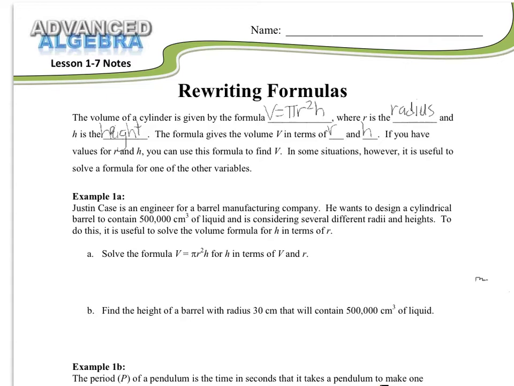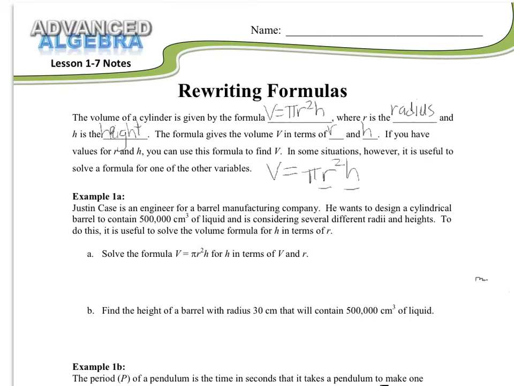In other words, V is on one side of the equal sign and the variables are on the other. So you can see V on one side and r and h on the other side. V equals pi, which is a number, times r squared, there's one of the variables, r, and then h. So V is on one side.